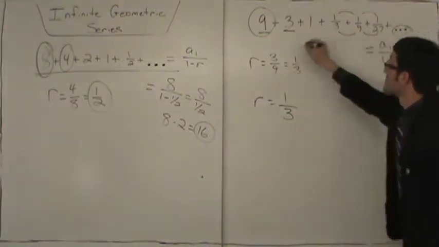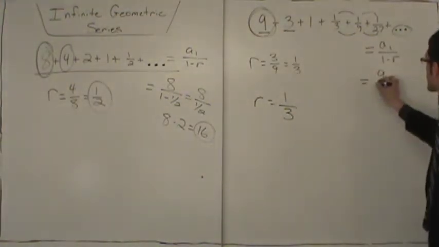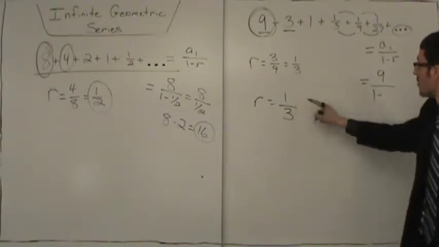Formula is a sub 1, which is 9. So we have 9 over what? 9 over 1 minus 1/3.